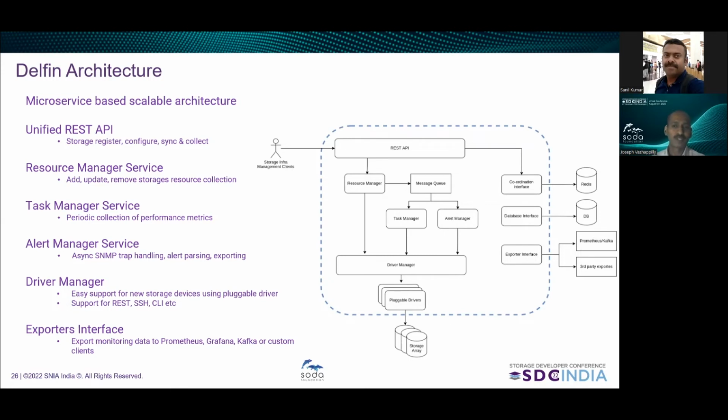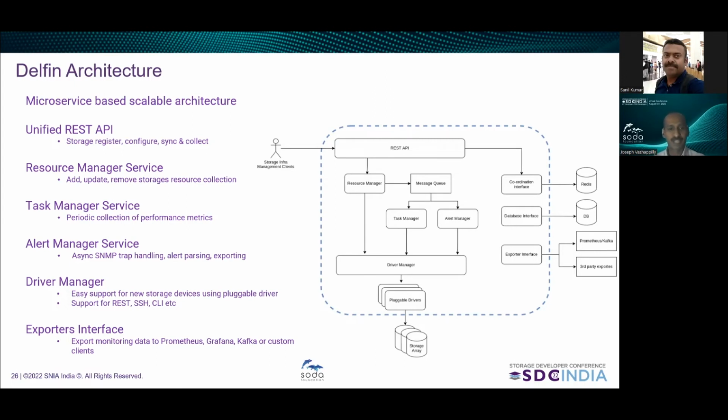The next module is the task manager. The task manager runs periodically for collecting performance metrics and exporting them through exporters. We have an alert manager. The alert manager module will asynchronously receive SNMP traps from a storage. It also collects details of alerts from the backend storage and exposes these through exporters.